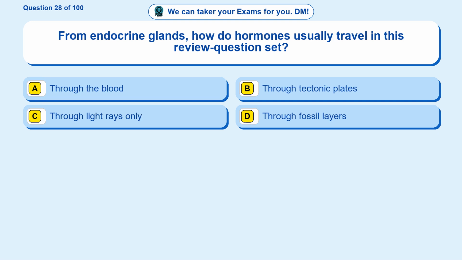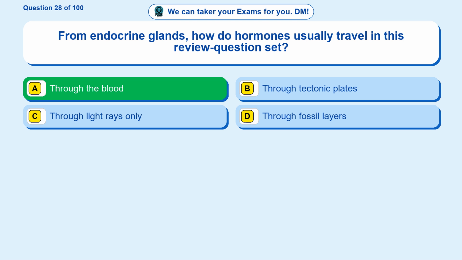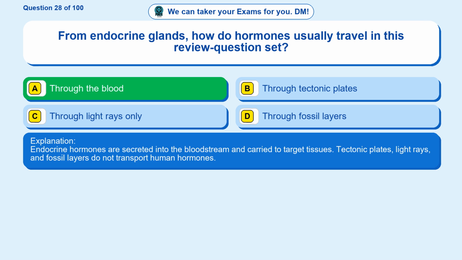Question 28. From endocrine glands, how do hormones usually travel in this review question set? Option A, through the blood. Option B, through tectonic plates. Option C, through light rays only. Option D, through fossil layers. The correct answer is option A, through the blood. Endocrine hormones are secreted into the bloodstream and carried to target tissues. Tectonic plates, light rays, and fossil layers do not transport human hormones.